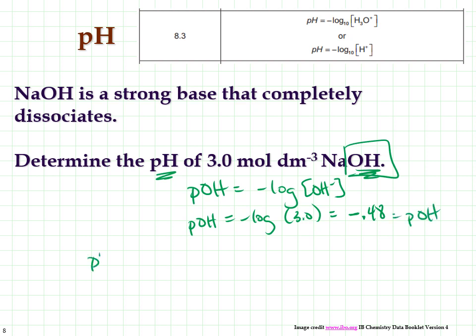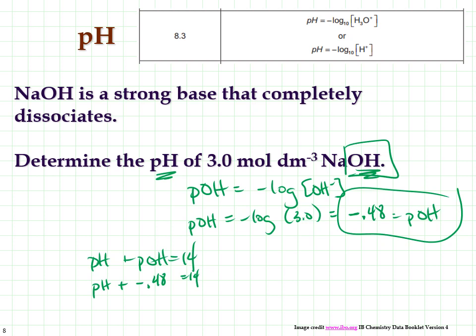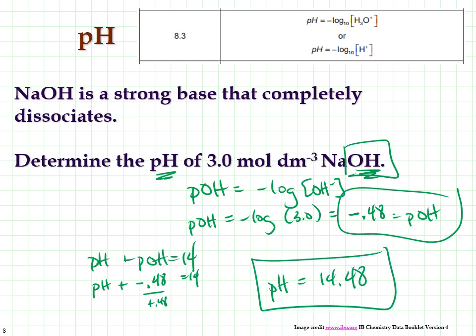Remember that pH plus pOH is always going to equal 14. So if I plug in negative 0.48 as my pOH, I can solve for pH. pH plus negative 0.48 is going to equal 14. Add negative, well, I guess just add, not negative. Add 0.48 to both sides, and the pH is going to be equal to 14.48. Super crazy strong base, which makes sense because it is sodium hydroxide. And this is a pretty concentrated version of sodium hydroxide.